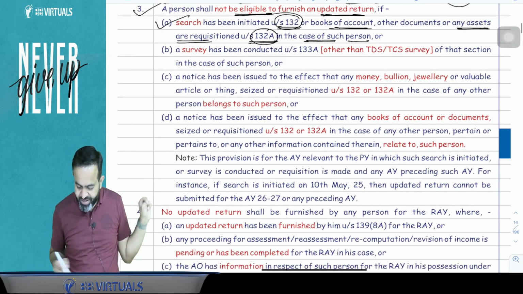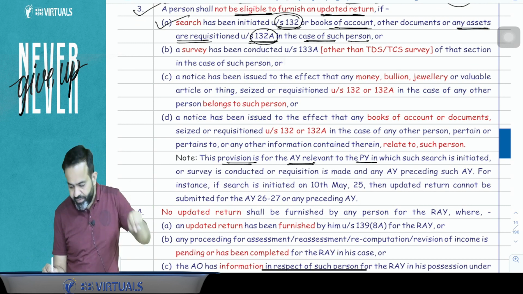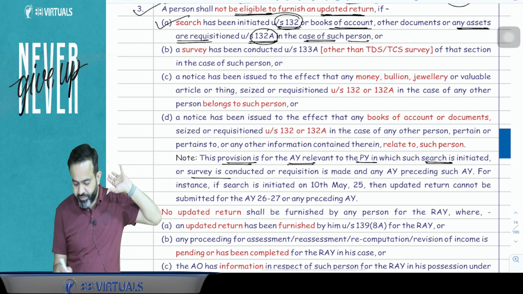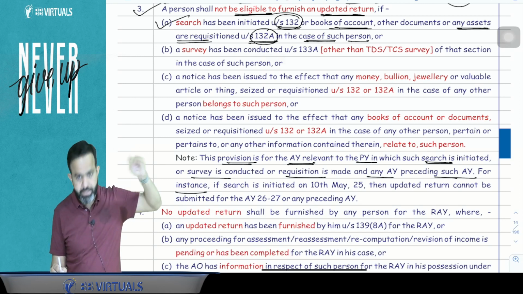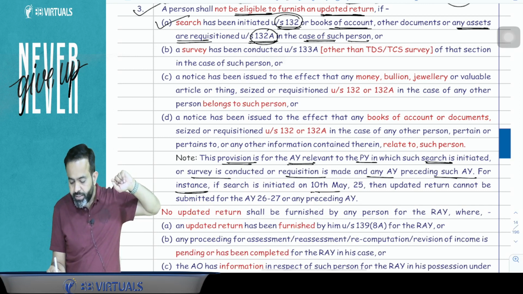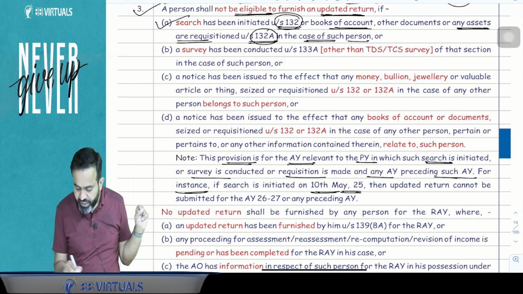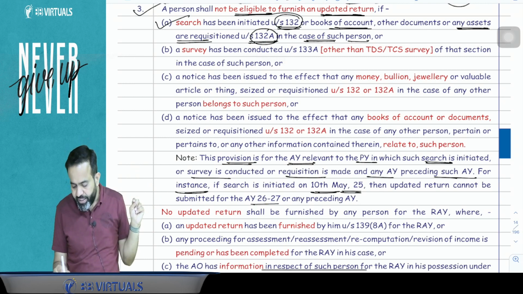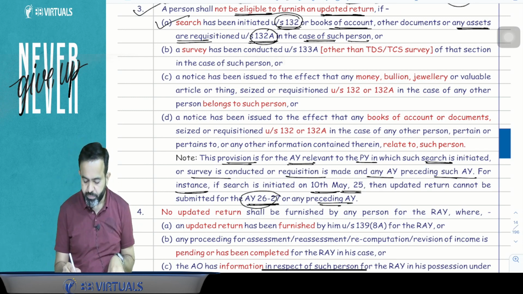So pay attention. This provision is for the assessment year relevant to the previous year in which a search is initiated. For that year, you cannot file the updated return, or if a survey is conducted, or a requisition is made, or any proceeding for such assessment year. For instance, if a search is initiated on 10 May 2025, can I say that this is the previous year 25-26? I can say that the assessment year is 26-27. So for assessment year 26-27 and any preceding assessment year, you cannot file the updated return.